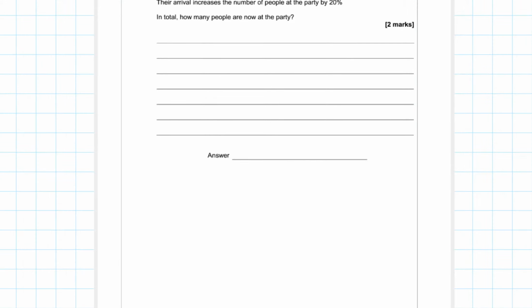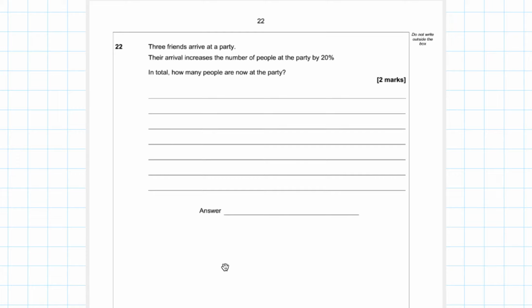21b. Let's move on to 22. So 3 friends arrive at a party. Their arrival increases the number of people at the party by 20%. In total, how many people are now at the party? So essentially, it increases your value by 20%. So essentially, 20% is equal to 3 from the original value.